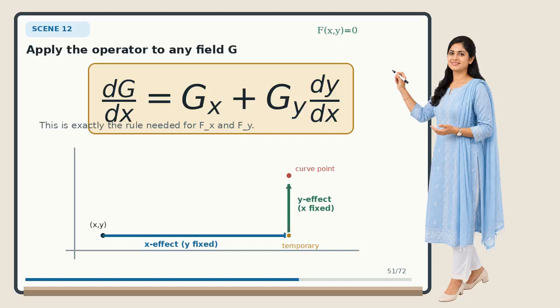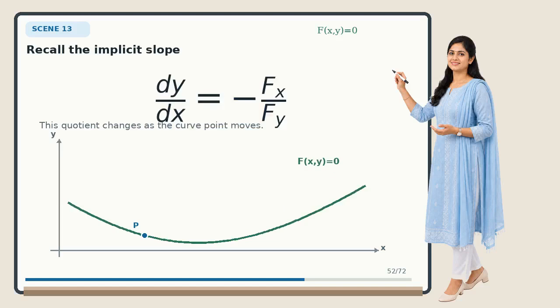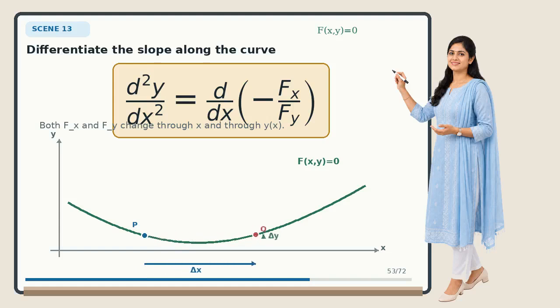For any differentiable field g of x comma y, its derivative along the curve is g sub x plus g sub y times dy by dx. Recall that the slope is minus f sub x divided by f sub y, with both partial derivatives evaluated at the current curve point. This d by dx must not mean a partial derivative with y frozen. It means the total derivative along the implicit curve.